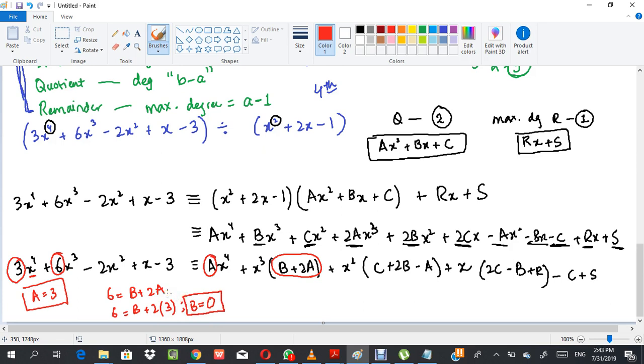Now let's repeat this for the quadratic term, which is this. We can see that for x squared, the coefficient is negative 2. And here it is c add 2b take away a. So these two are going to be equated now. So negative 2 is equal to c add 2b take away a. We know that b is 0, so this whole thing becomes 0. We know that a is 3, so this becomes negative 3. So we have negative 2 is equal to c minus 3. So c becomes 1.